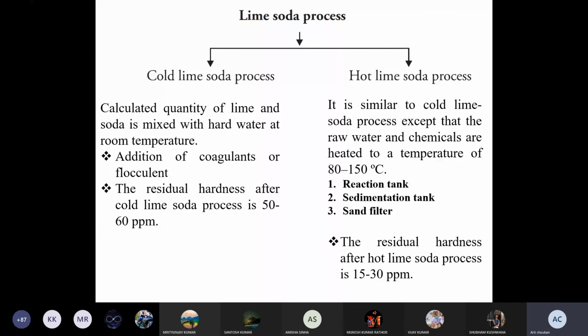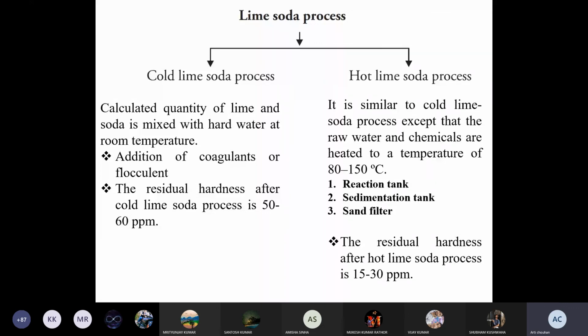Okay, in cold lime soda, as the reactions are at room temperature, there is a need to speed up the process with the help of some coagulants. So coagulants are added, and the residual hardness after the cold lime soda process is 50 to 60 ppm. Like that much amount of hardness-causing substances will still be there in that water. And the hot lime soda process is very fast because of the elevated temperature, so the residual hardness will be less in comparison to the cold lime soda process, like 15 to 20 or 30 ppm only.